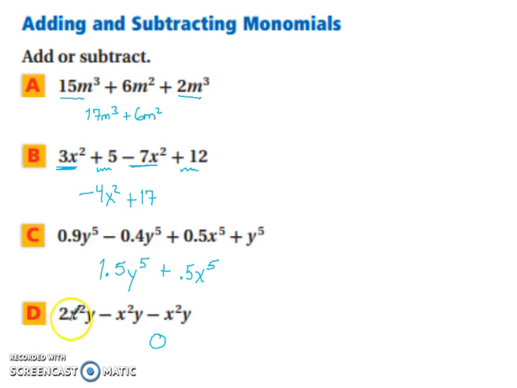In D, you have 2x squared y minus 1x squared y minus 1x squared y. So when you subtract the first one, now you're down to 1x squared y, and then you're subtracting the next one, so there's nothing left. So it's just 0.